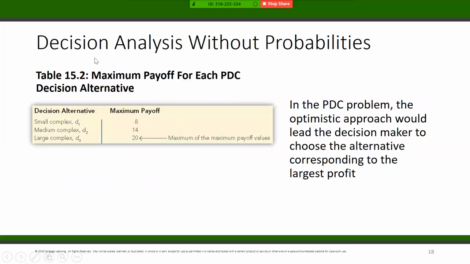All right, so here we have the maximum payoff for each PDC decision alternative. So if we're looking at that, we want the maximum payoff, and so that's going to give us 20. That's going to be the maximum of the maximum payoff values, because that's going to be the state 1, basically, which is going to be the strongest value. So in the PDC problem, the optimistic approach would lead the decision maker to choose the alternative corresponding to the largest profit, which was the $20 million.